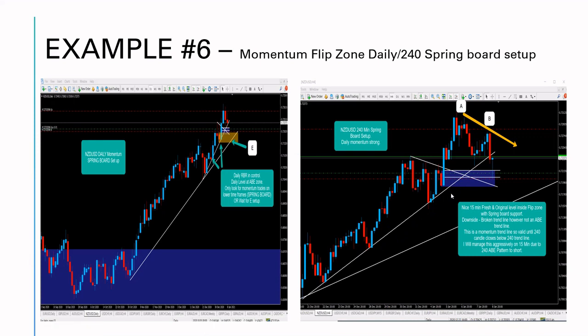I will manage this aggressively on a 15-minute due to the 240 ABE pattern setup, because I still want my target up here. There's a high chance it still reaches here, but there is a setup to short here, which means if I enter and price rallies up here, it might come all the way down again for either breaking lower or reversing higher, and I don't want to have that frustration. So if it gets up here, whatever smaller time frame in this area, I will manage it aggressively.